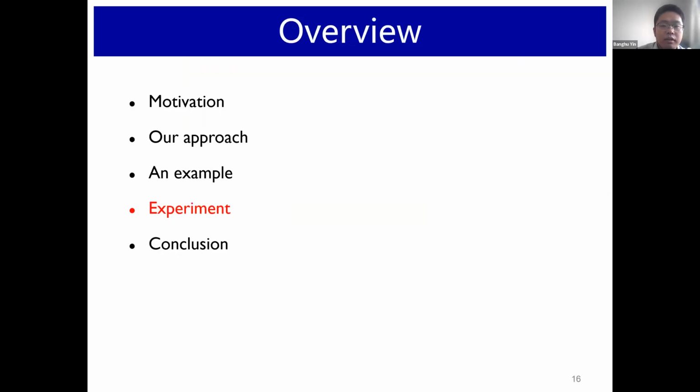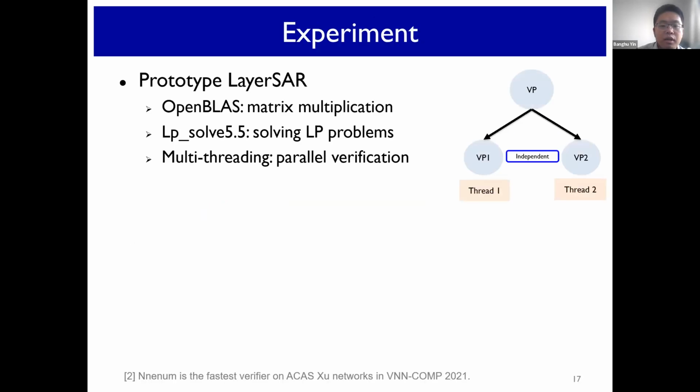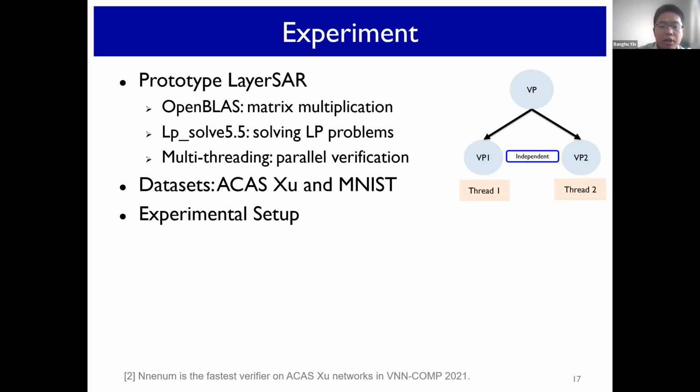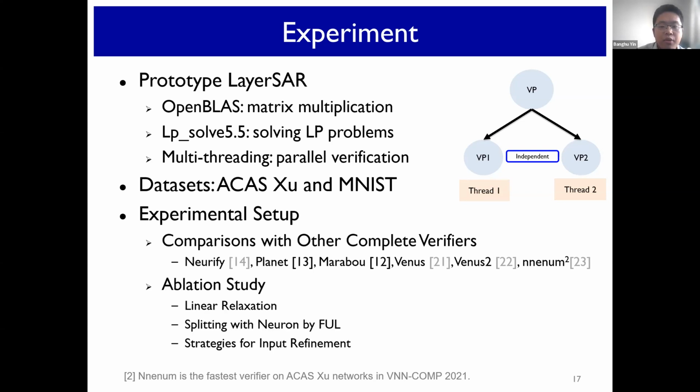Now I will introduce our experiment. We have implemented Dual Layers using the OpenBLAS LP solver and multi-threading technique. The datasets mainly include ACAS Xu and MNIST. Our experiment has two parts. The first one is comparing with other complete verifiers. The second part is to evaluate the contribution of each technique.